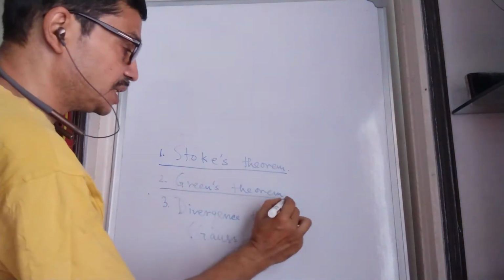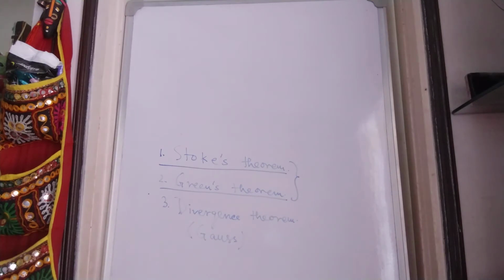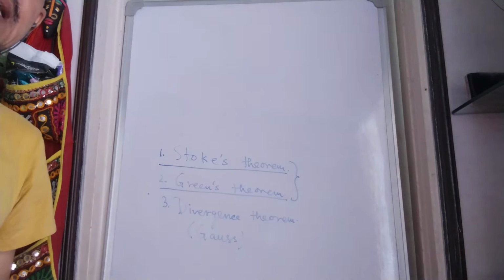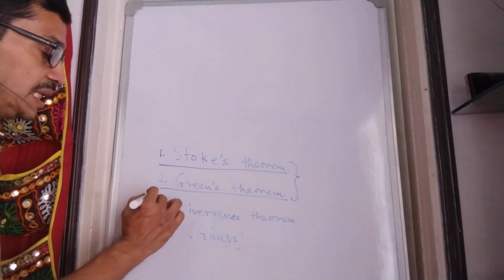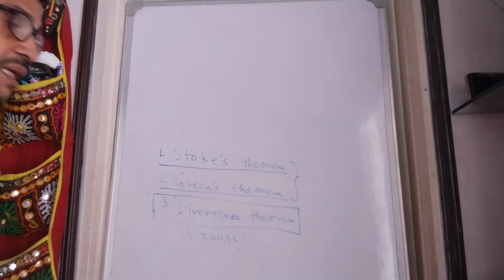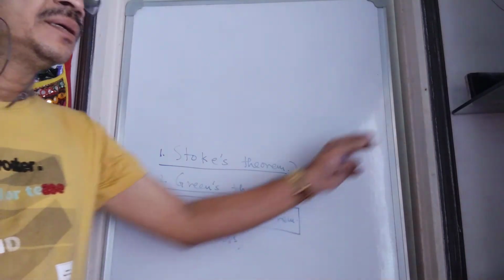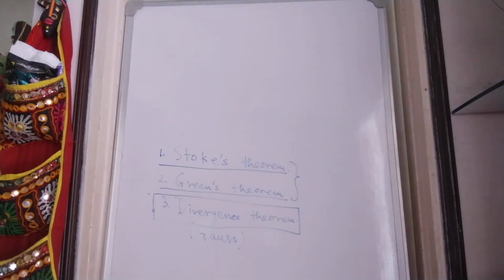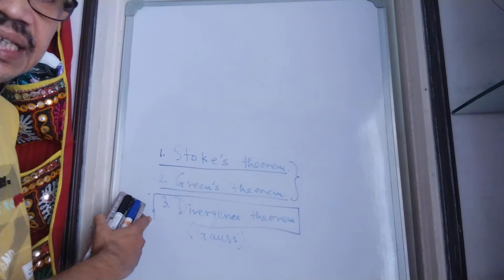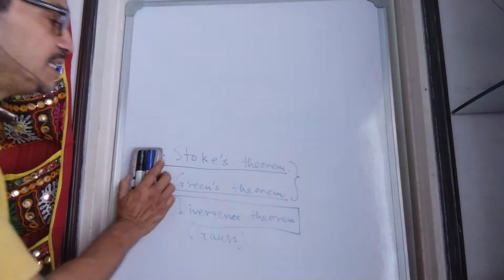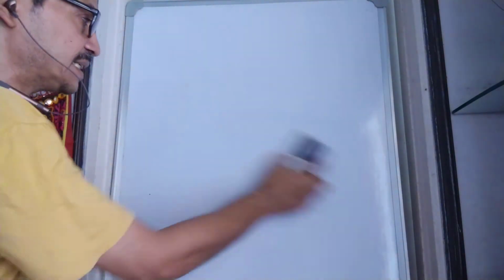Number one is Stokes theorem, number two is Green's theorem, and these two theorems may be clubbed in the sense that they express a surface integral or a double integral in terms of a line integral. While the third one, Gauss's divergence theorem, relates a triple integral to a surface integral. So Stokes and Green's theorems reduce a surface integral to a line integral, and the divergence theorem deals with a volume integral or triple integral and transforms it to a surface integral. With this initial talk, we move on to state what these three theorems actually stand for.